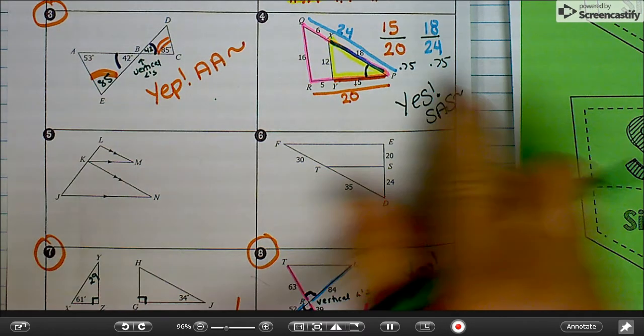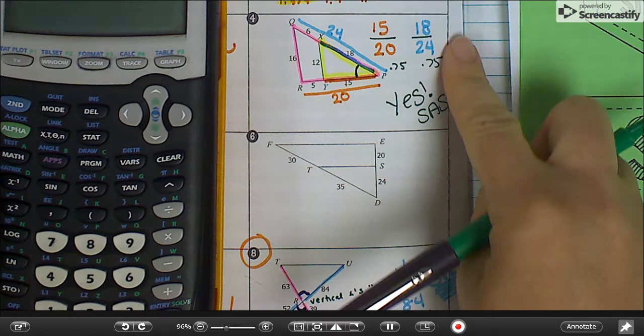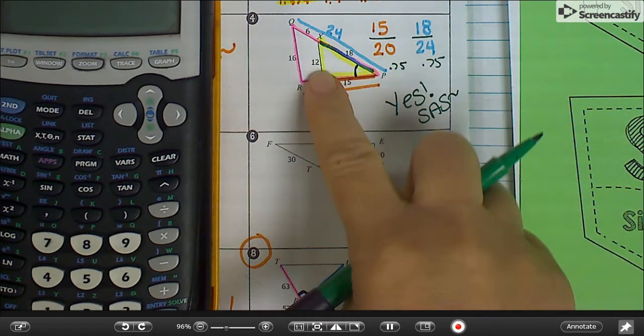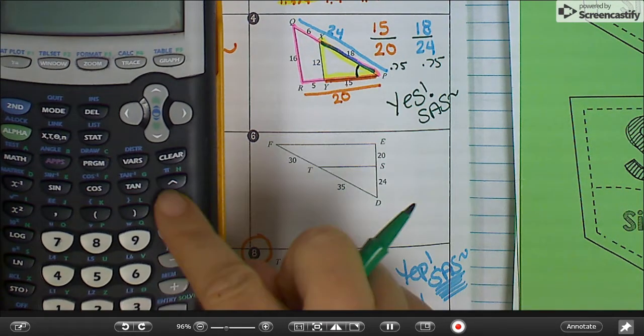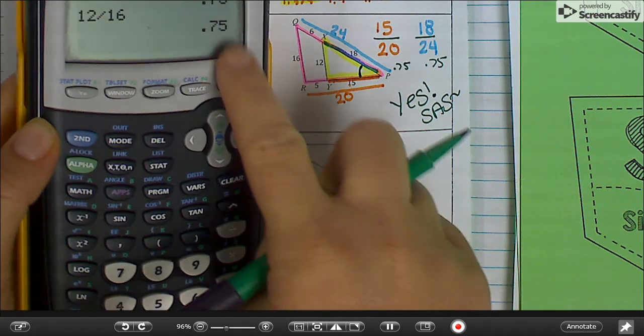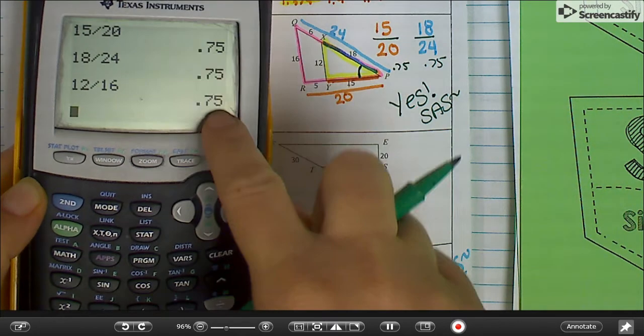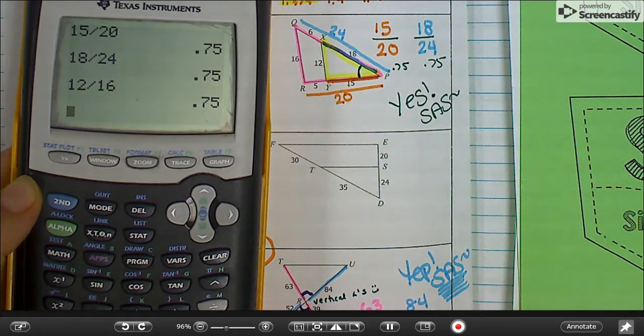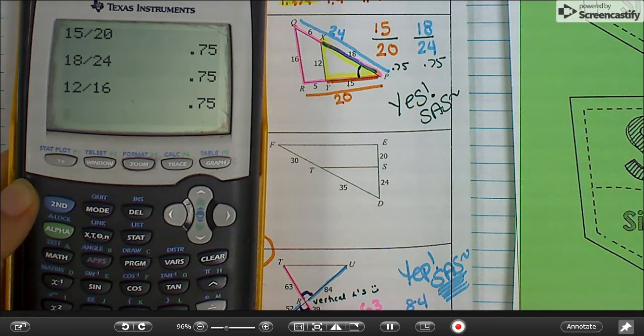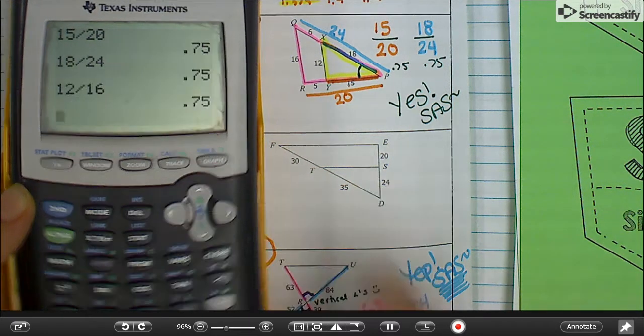All right. If by any chance we decided to go with side, side, side, we would have also had a fraction 12 divided by 16. And again, you can see that's the same. If you did it that way, instead of using the angle, it would be side, side, side similarity. And that's fine. All right.